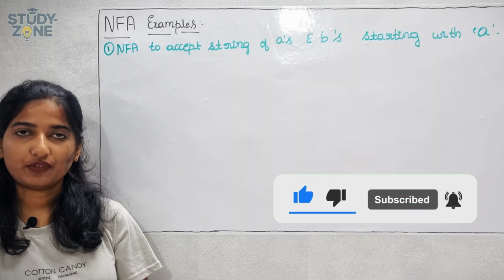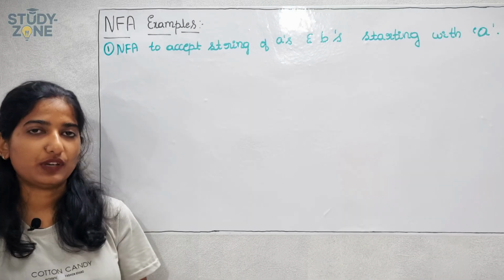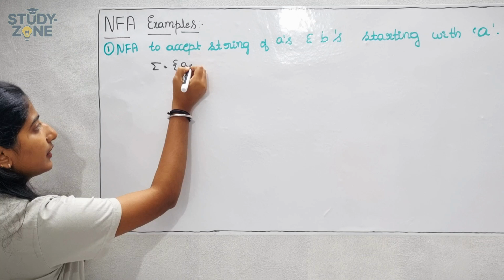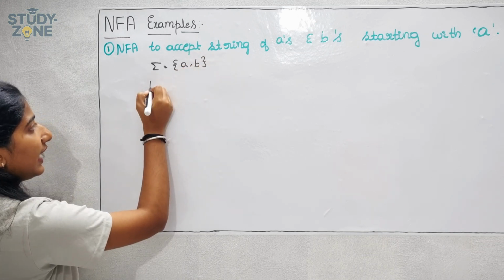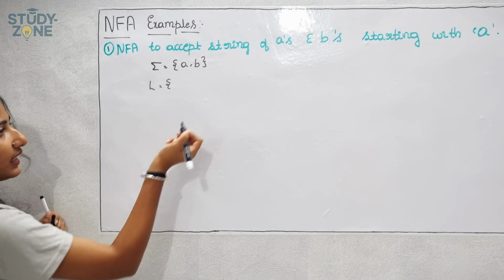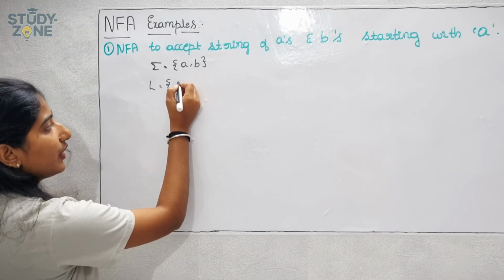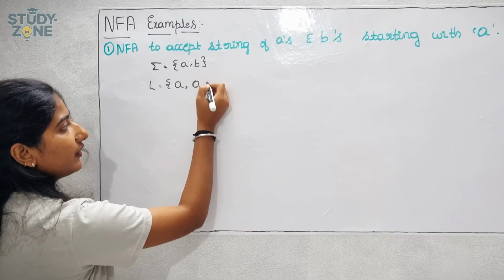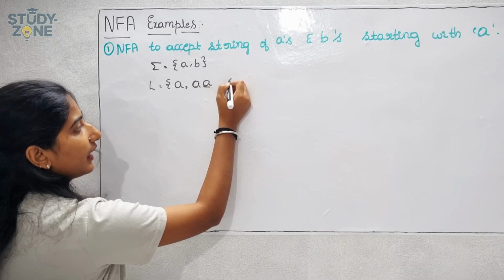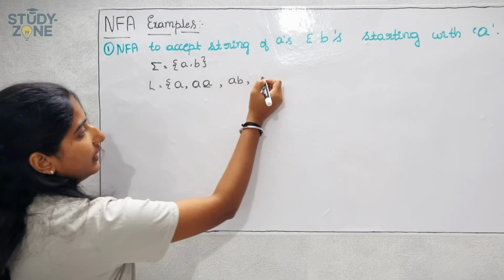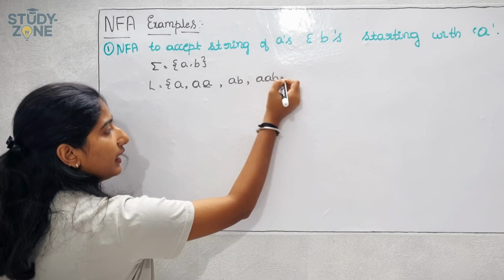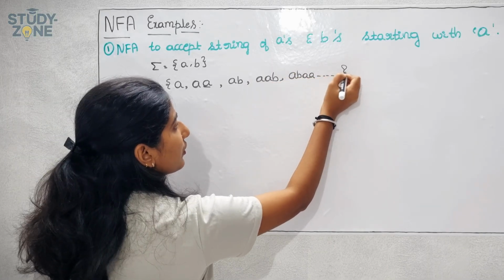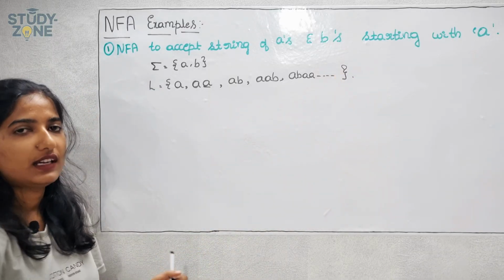Same like DFA, what you have to do here, at first we have to write the alphabets, right? The alphabets are A and B, and what are all the languages? Same like DFA, the languages are starting with A, which means we can have only A, or starting with A, at the end we can have anything, so A, and we can have AB, or AA, like this. This is how we represent languages.